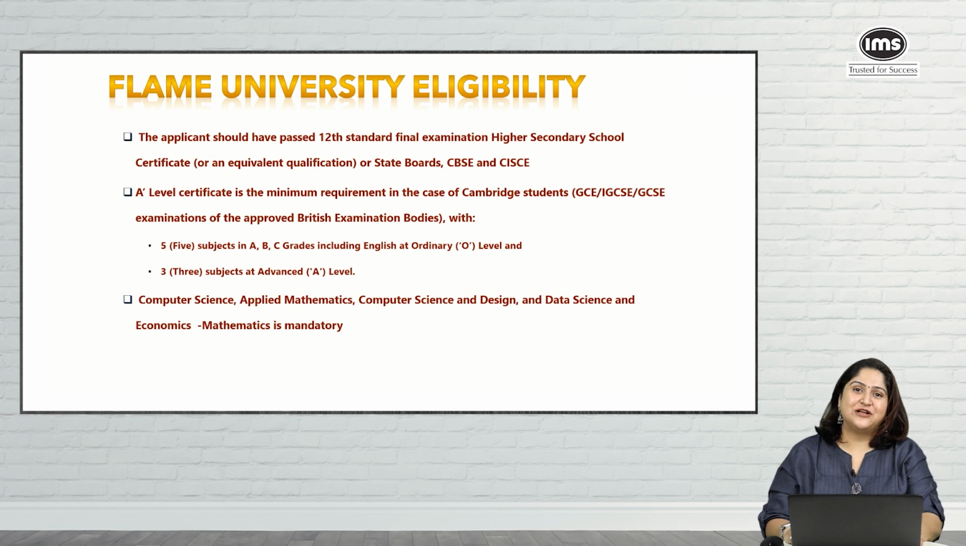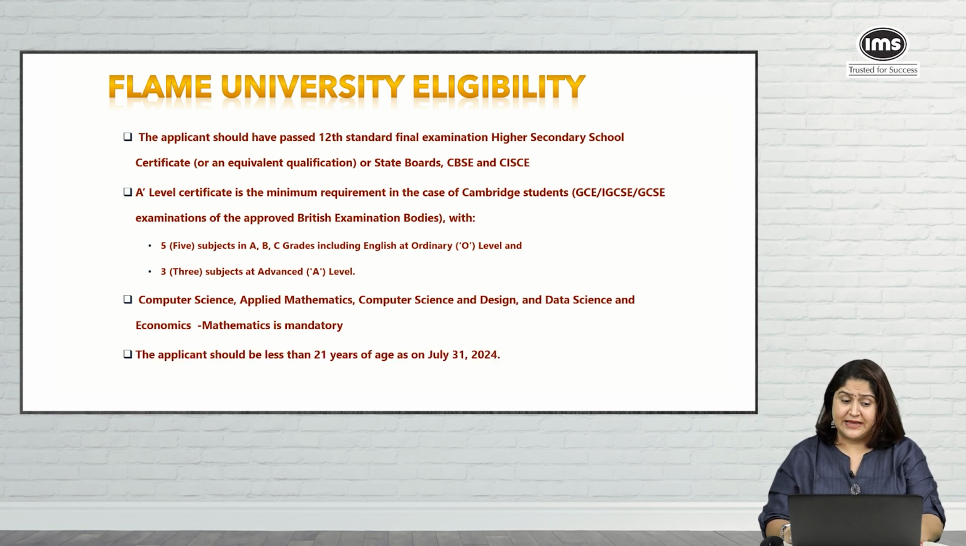If you are applying for computer science, applied mathematics, computer science and design, data science and economics, a student needs to have mathematics. So mathematics there would be mandatory. Just keep in mind while you're applying. And the applicant should be less than 21 years of age. So if you are beyond 21 years, you would not be eligible to apply for the Flame University UG programs.